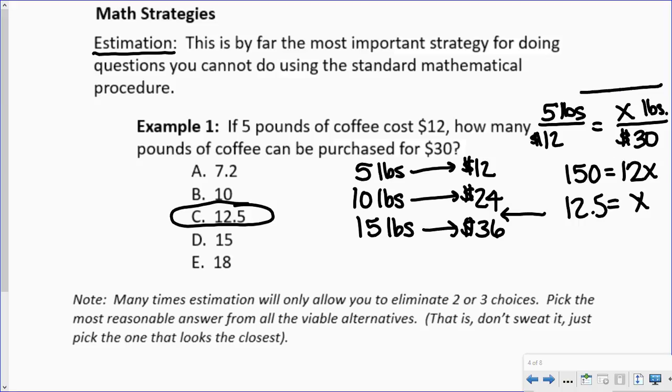But again, if you did not remember the math, here's the strategy that you could use on this one. You couldn't use any of the other strategies on this. It had to be estimation. Okay. Like it says here, many times estimation will only allow you to eliminate 2 or 3 choices. So then if there's more than one choice left over, pick the most reasonable.